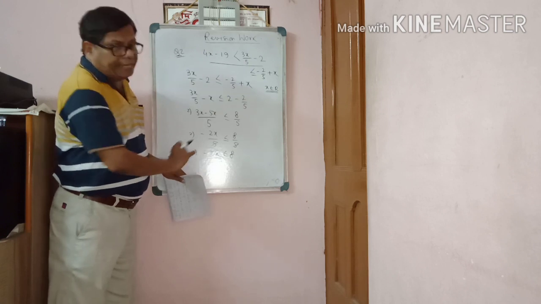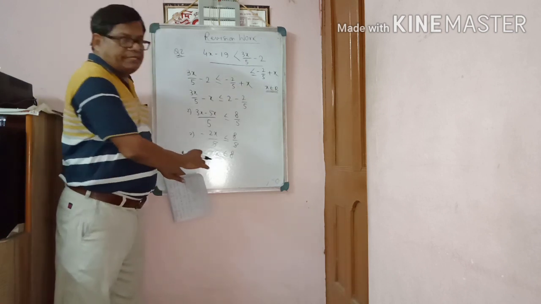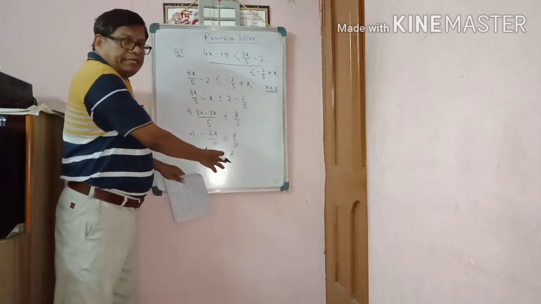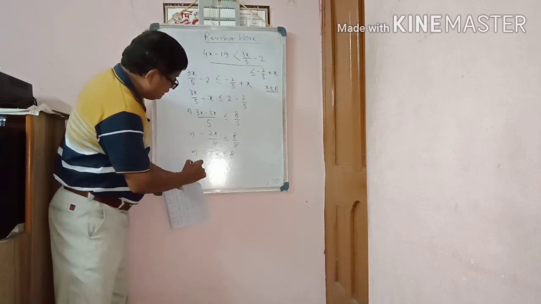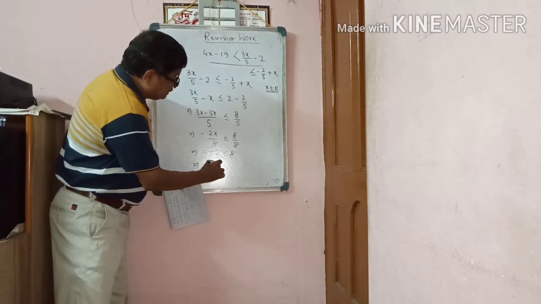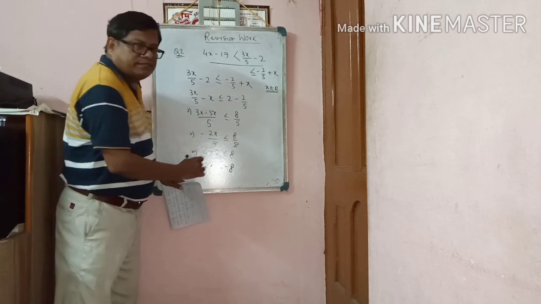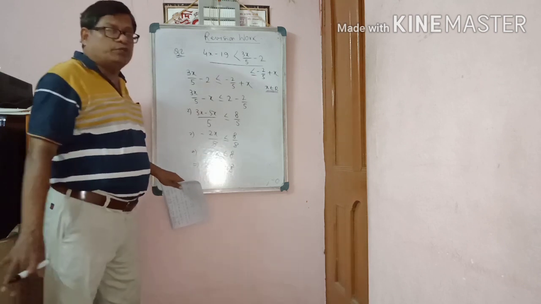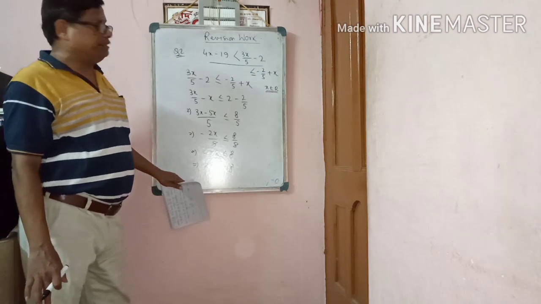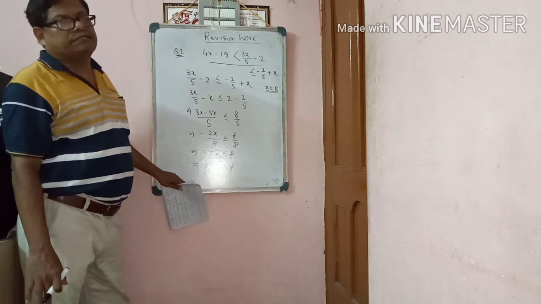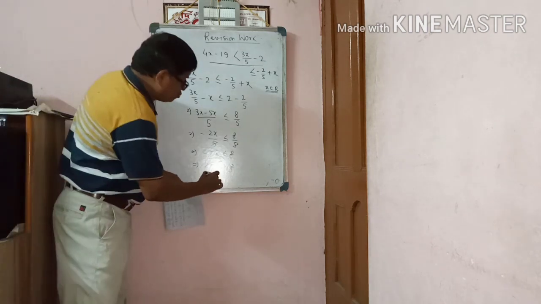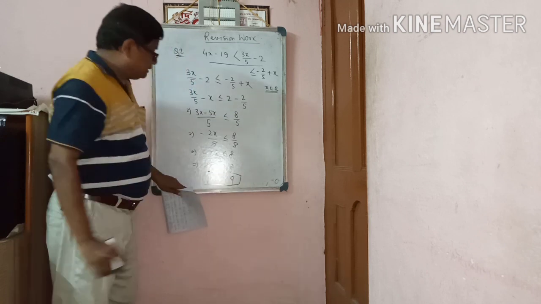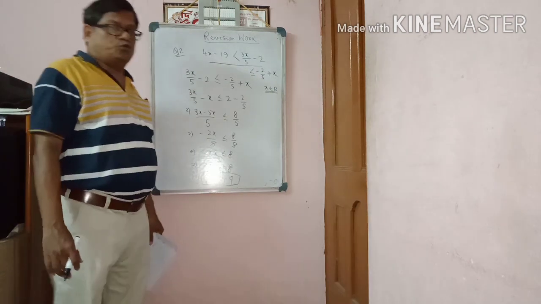So if we multiply by a minus sign, you have to multiply both sides, and then this sign will be changed. Keep in mind, very important place. So write 2x greater than or equal to minus 8. If you do not change the sign, your answer will be wrong. Children, understood? So write x greater than or equal to minus 4.